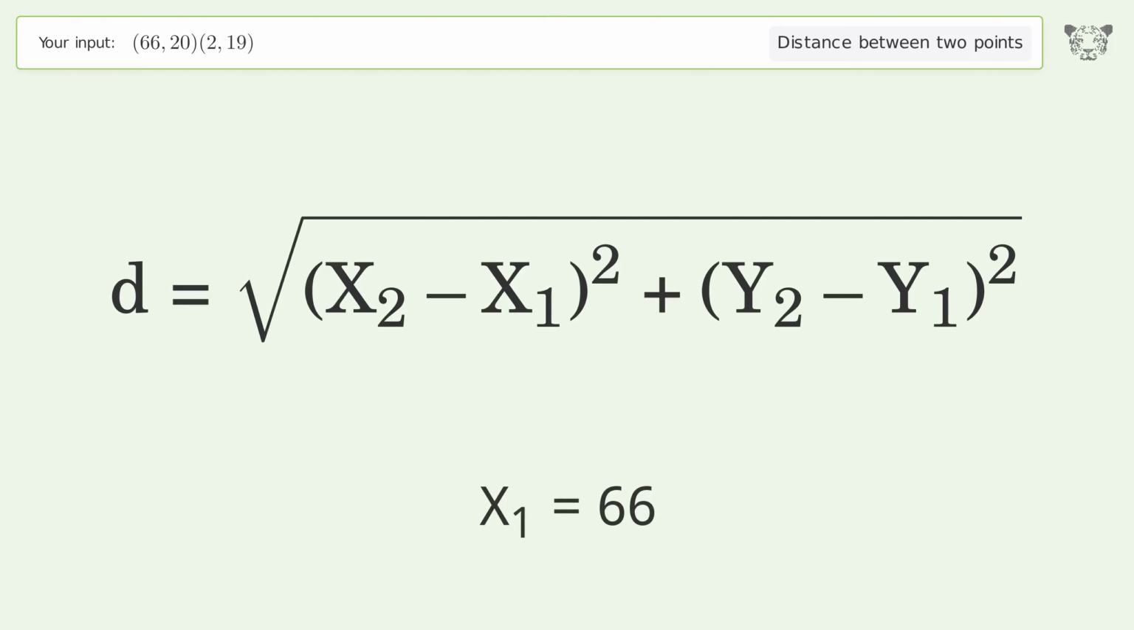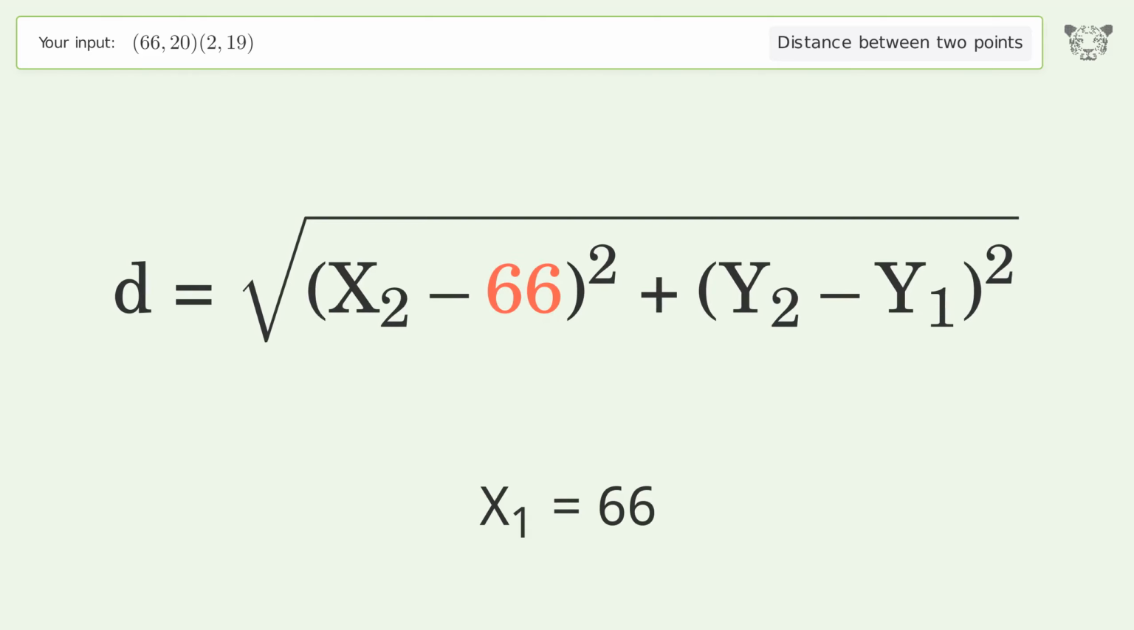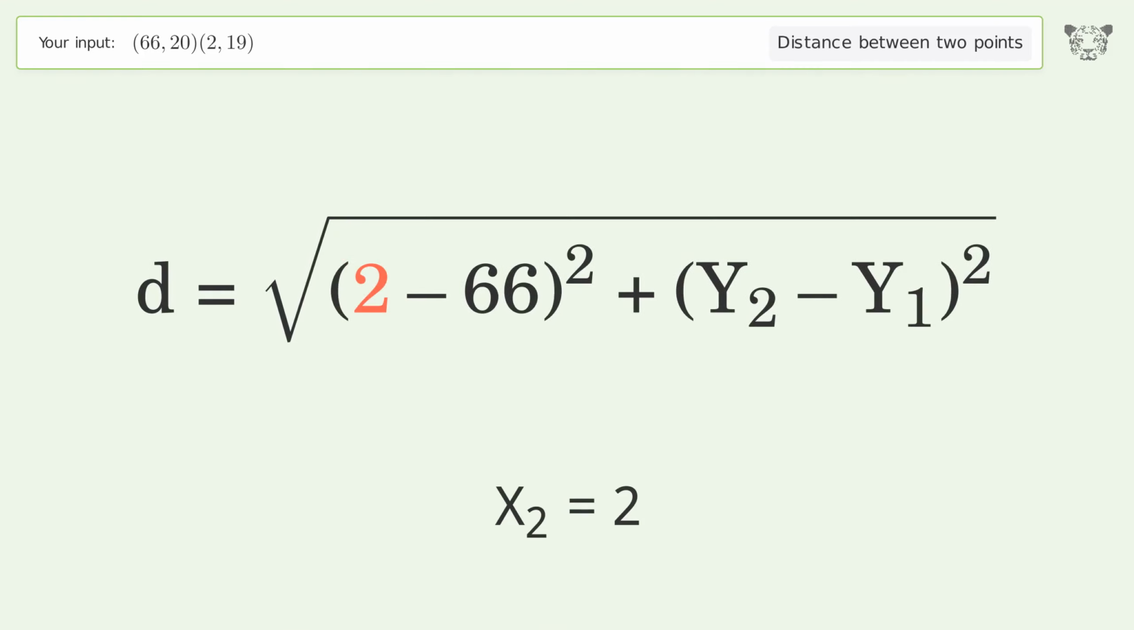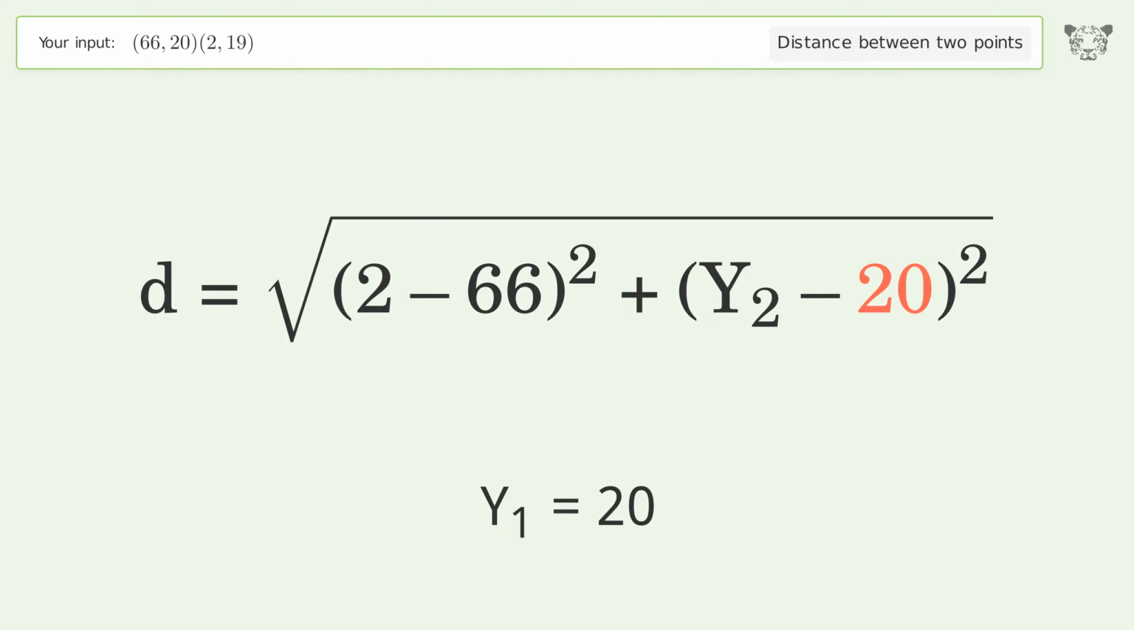x1 equals 66. x2 equals 2. y1 equals 20. y2 equals 19.